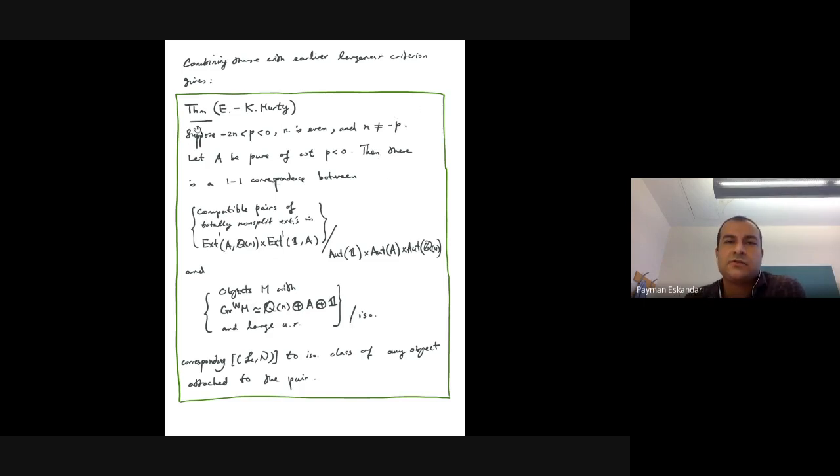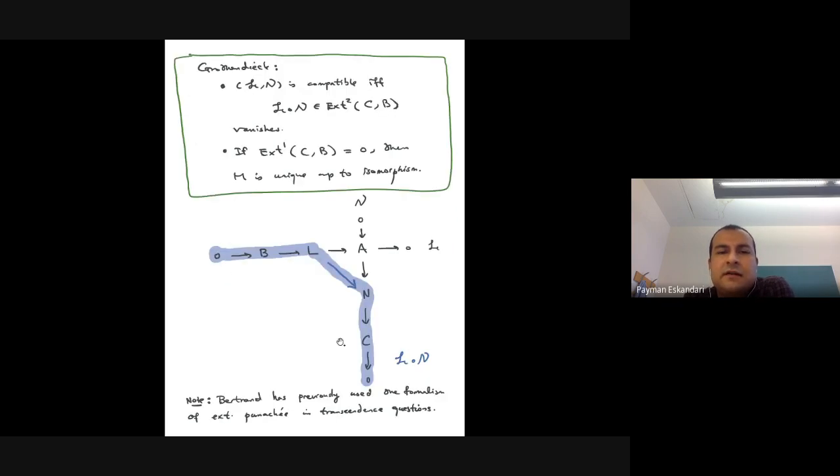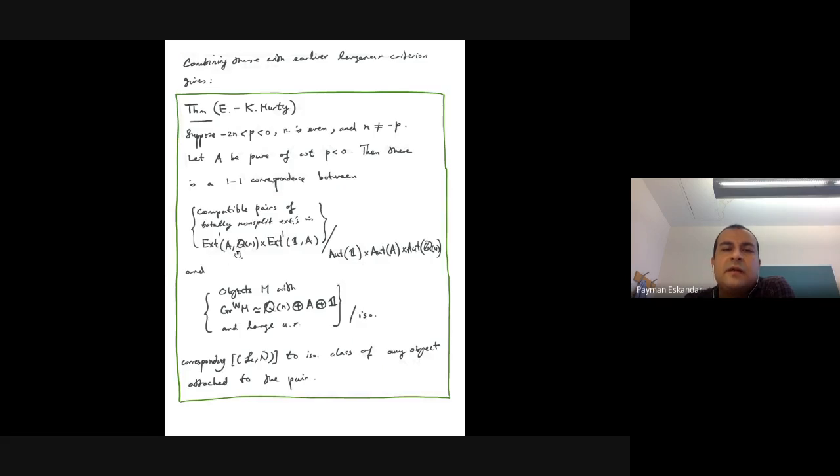Now, assume those conditions on n and p, and again, A pure of weight p, then objects M with this associated graded and large unipotent radical up to isomorphism are in one-to-one correspondence with compatible pairs of totally non-split extensions in this product Ext. So going back to this diagram, here you're putting 1, here you're putting A, and here you're putting Qn. And then you've got extensions of 1 by A cross extensions of A by Qn. Compatibility is a condition about Ext2 groups, about vanishing when you compose and you go to Ext2.